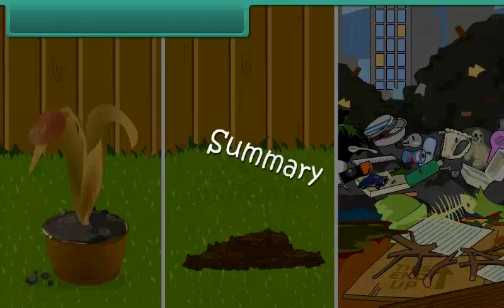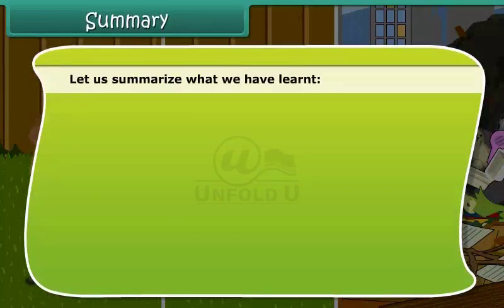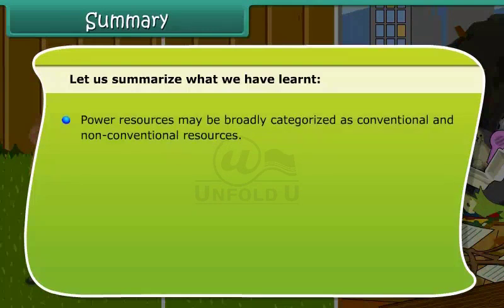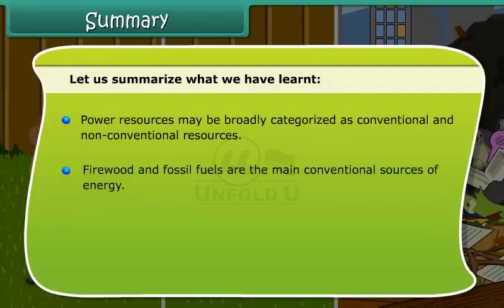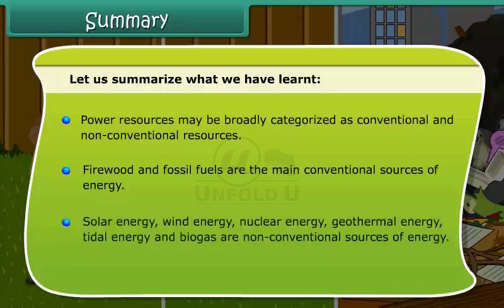Summary. Let us summarize what we have learnt. Power resources may be broadly categorized as conventional and non-conventional resources. Firewood and fossil fuels are the main conventional sources of energy. Solar energy, wind energy, nuclear energy, geothermal energy, tidal energy, and biogas are the non-conventional sources of energy.